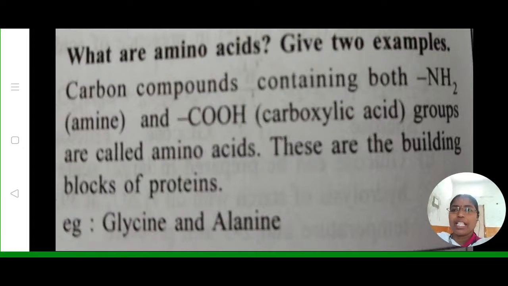So in this question the definition carries 1 mark, and they are asking for 2 examples. So each example carries half a mark. So the amino acid definition is 1 mark, each example carries half a mark, in total the examples get 1 mark. Totally this question carries 2 marks.